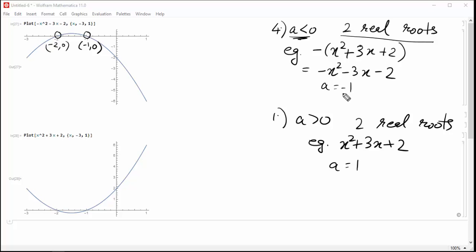Thus the sign of a makes the difference in the shape of the parabola. If a is negative, then it will be a downward opening parabola. If a is positive, it will be an upward opening parabola.